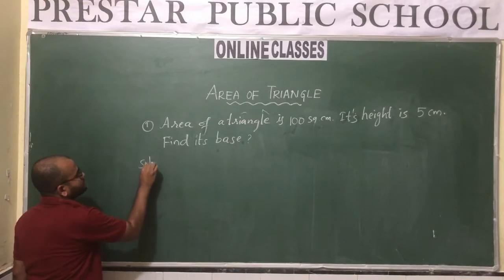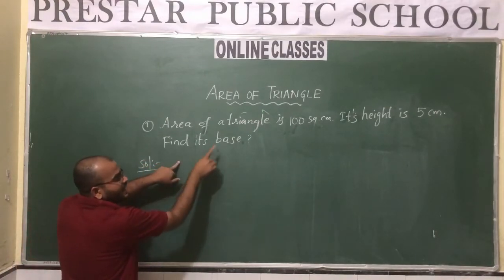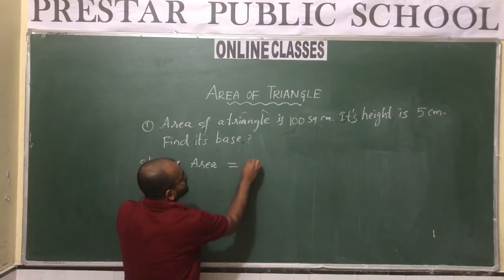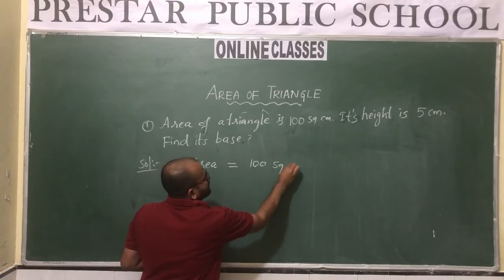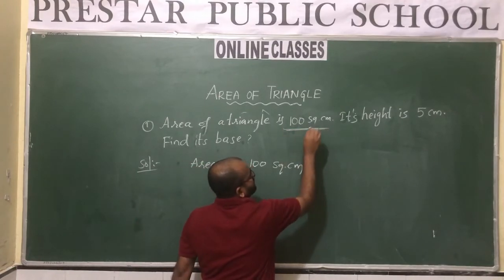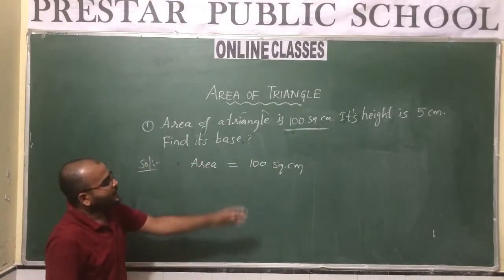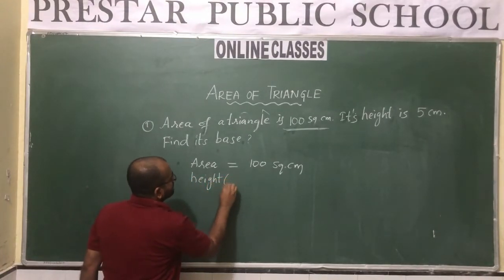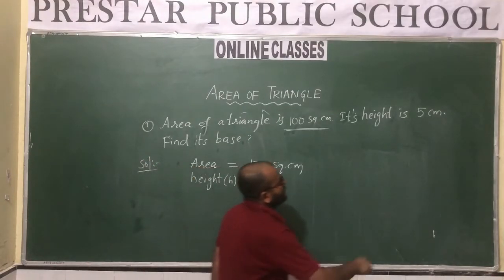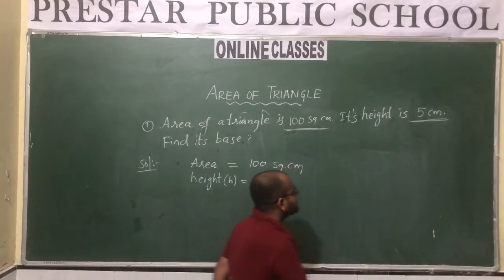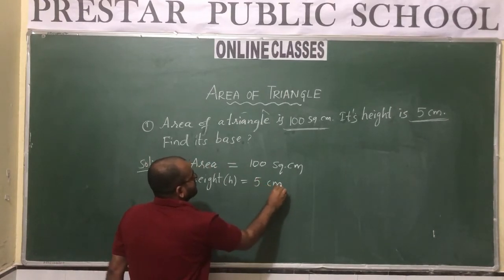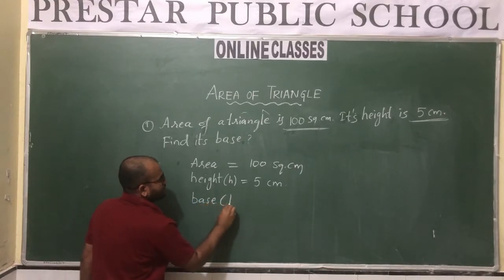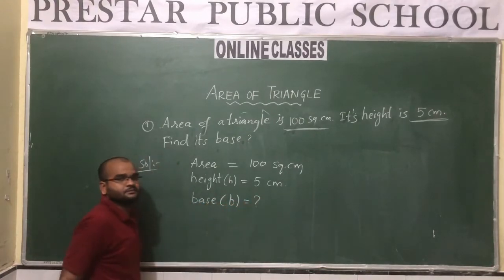So write the solution. First of all, write the given data. Area, how much? 100 square centimeters. Area is 100 square centimeters. Next, height. H equals how much? Height is 5 centimeters. Now what do we have to find? Base. Base B equals question mark.